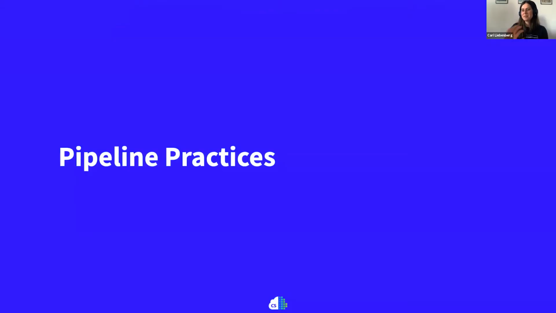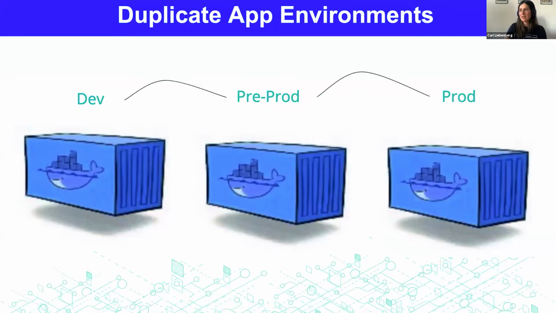And then just some pipeline practices that I've come across while building some pipelines. Duplicate app environments. We're often doing this for our applications, but I also think this will be really important when you're building pipelines, especially with Tekton. Make sure that your pipelines run identically for dev, pre-prod, and prod, with just maybe some values that change, because you don't want to have to debug and investigate what's breaking on your prod pipelines versus your dev pipelines.